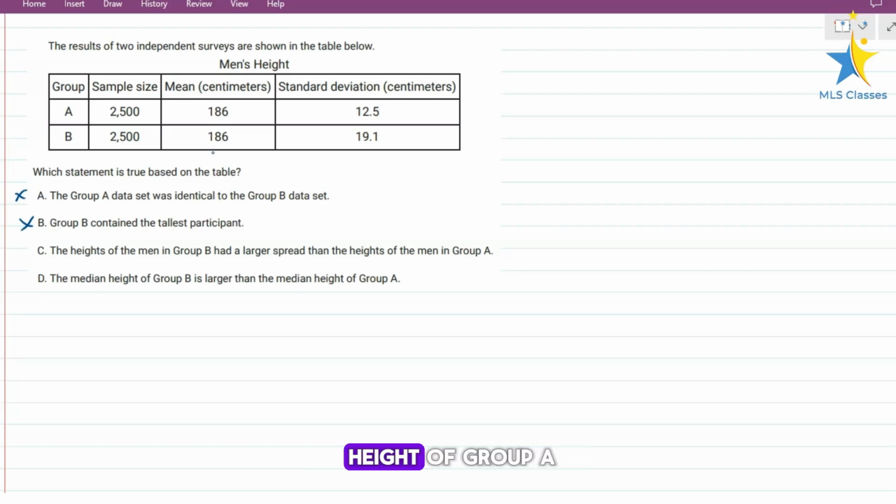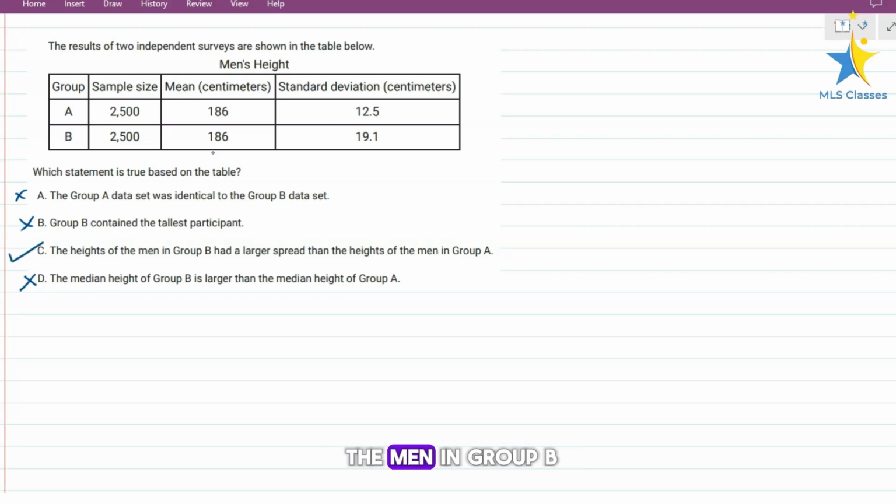Now if you see choice D, it says the median height of group B is larger than the median height of group A. Since the means of the two groups are equivalent, the medians could be the same or could be different, but it's impossible to tell from the given information. So this one is also wrong. That means option C is remaining. So C should be the answer.